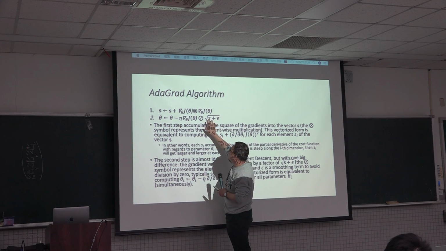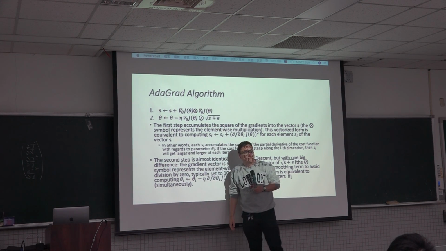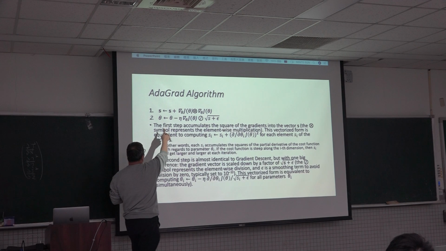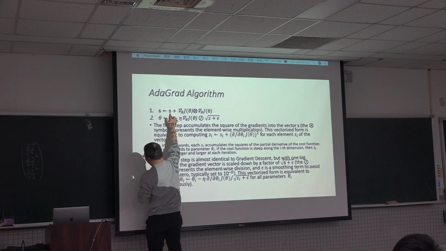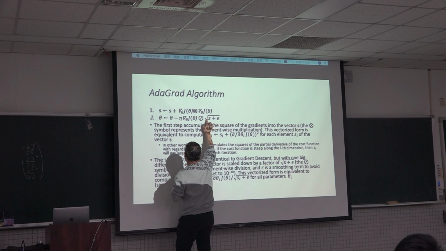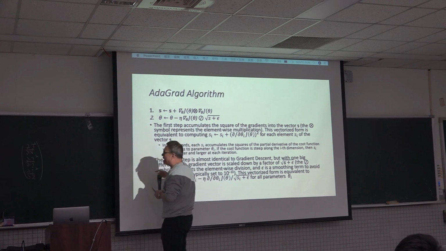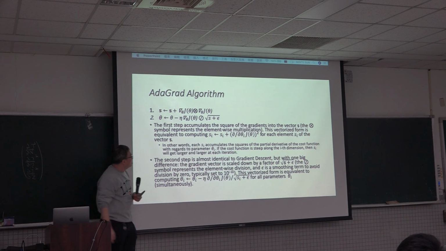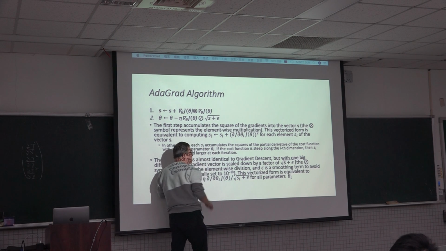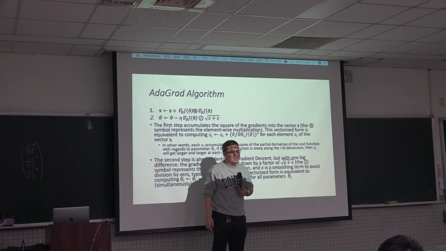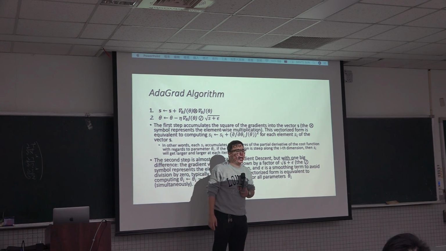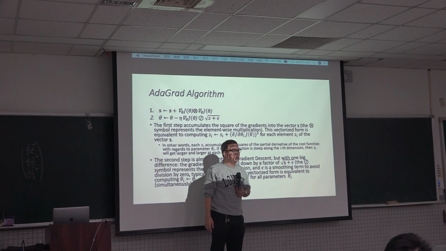Why do we need to do that? S plus epsilon, because S starts from 0. S is initialized as 0, so at the beginning some term may become 0, and this division is element-wise division. So you don't want to divide by 0. You don't want any component of the vector to be divided by 0.